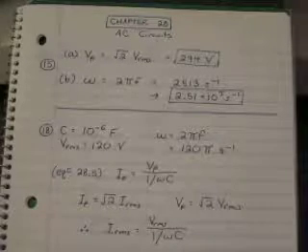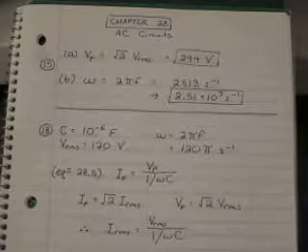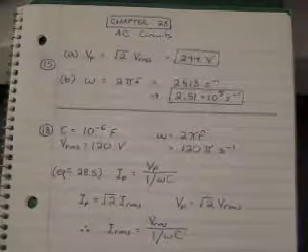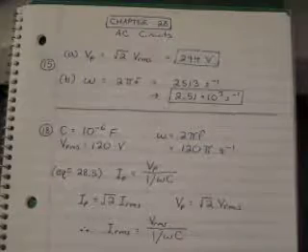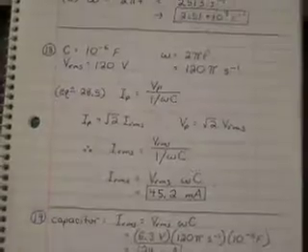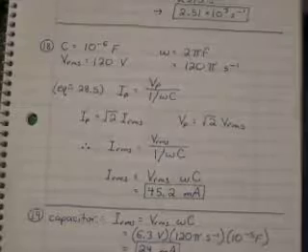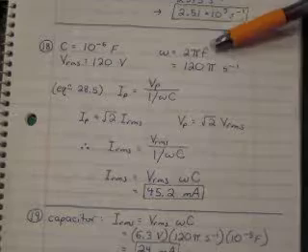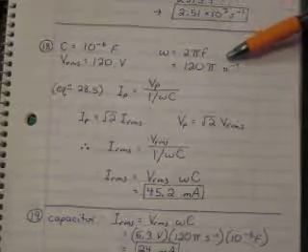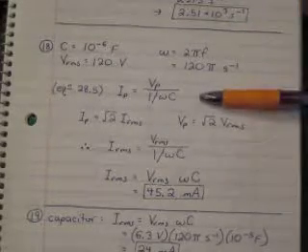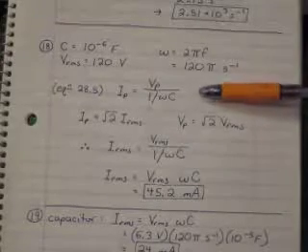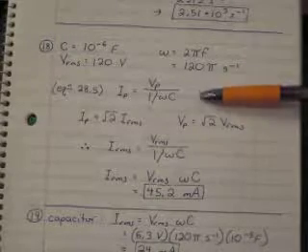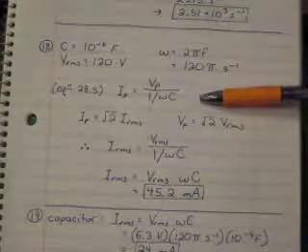Number 18, find the RMS current in a 1 microfarad capacitor connected across 120 volt RMS, 60 hertz AC power. Here's the given information. Omega is 2 pi f, so that's going to be 120 pi radians per second. We're going to use, from the book, equation 28.5.